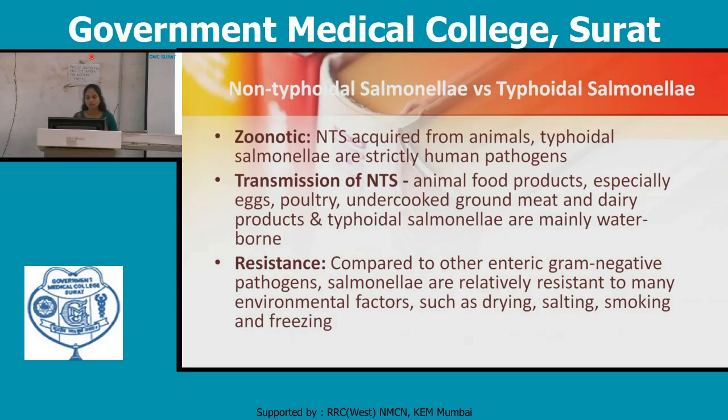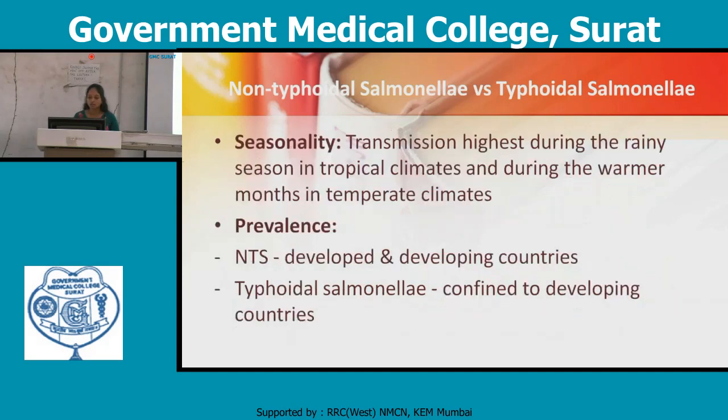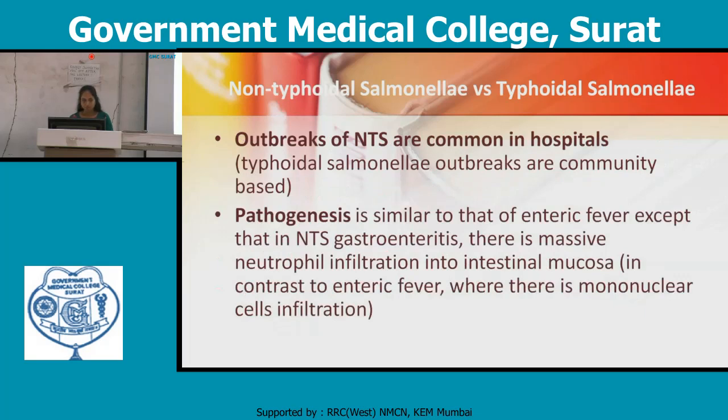Resistance: compared to other enteric gram-negative pathogens, salmonella are relatively resistant to many environmental factors such as drying, salting, smoking and freezing. Seasonality: transmission is highest during the rainy season in tropical climates and during the warmer months in temperate climates. Prevalence: NTS in developed and developing countries, typhoidal salmonella confined to developing countries. Outbreaks of NTS are common in hospitals, and typhoidal salmonella is community based.